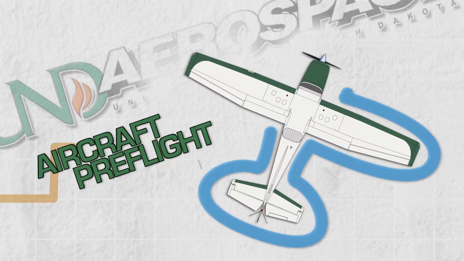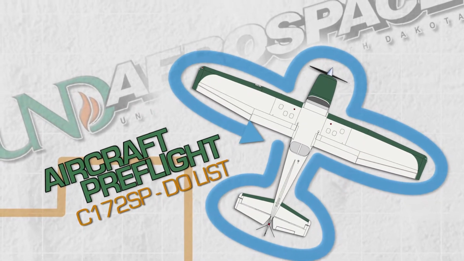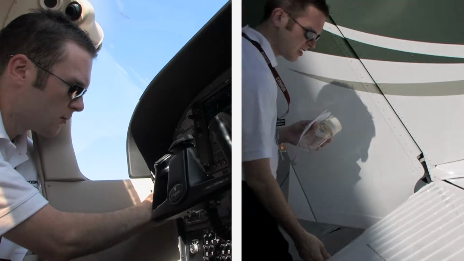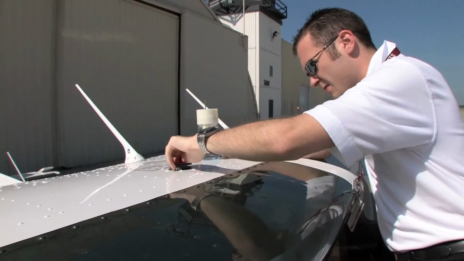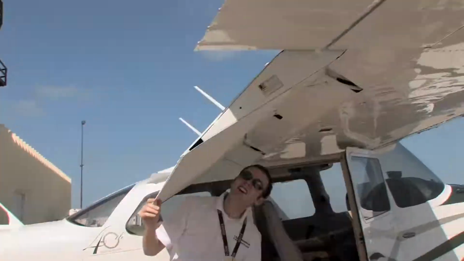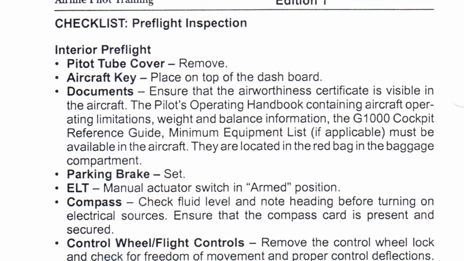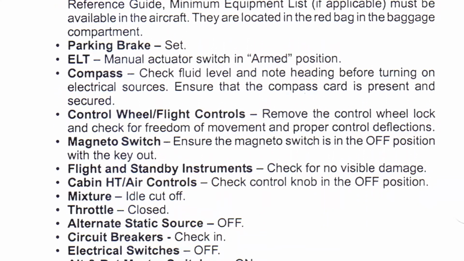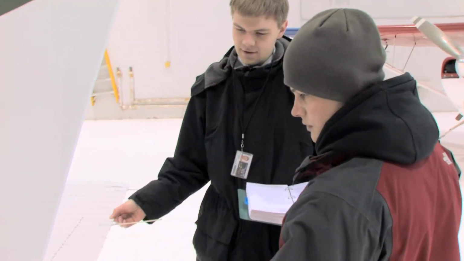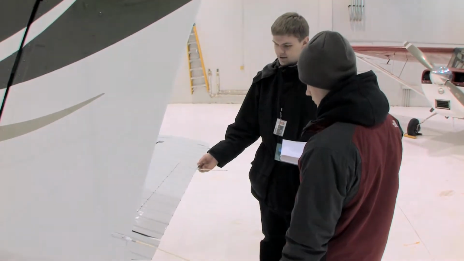The pre-flight inspection for all UND aircraft is a do list. There are two parts to every pre-flight inspection: the interior pre-flight and the exterior pre-flight. With the extensive list of items which need to be checked during pre-flight, the standardization manual requires the pilot to reference every item on the checklist in sequential order. Failure to do so may result in a situation which may compromise the safety of flight.